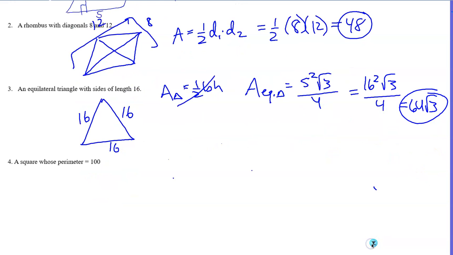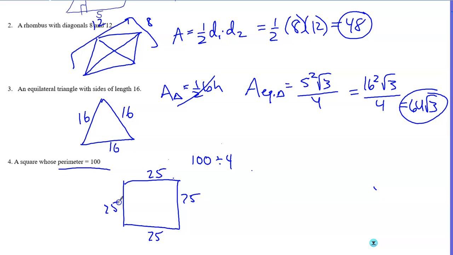Okay. A square whose perimeter is 100. Okay, so if the perimeter is 100, I'm going to divide that by 4, right? And so that makes each side 25. And the area of a square is just one side squared, or in this case, 25 times 25, or 25 squared. And so we end up with 625. None of these had units, but if they did, we would have units squared.